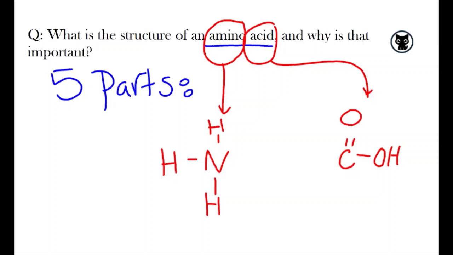Now that we have our 2 functional groups, we need a central component for these functional groups to bond to. In an amino acid, the central component is a carbon atom, also known as an alpha carbon. The other 2 components of the amino acid also bond to this alpha carbon. And those components are hydrogen and the side chain, denoted as capital R.